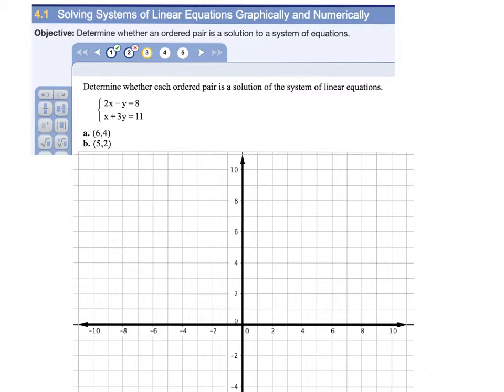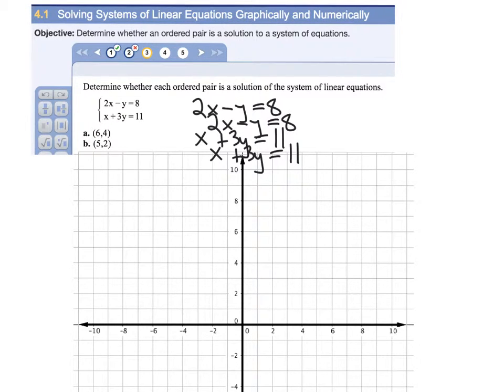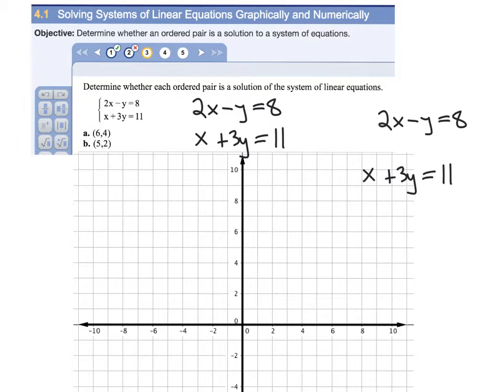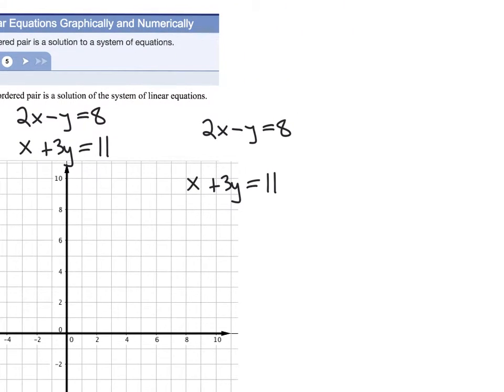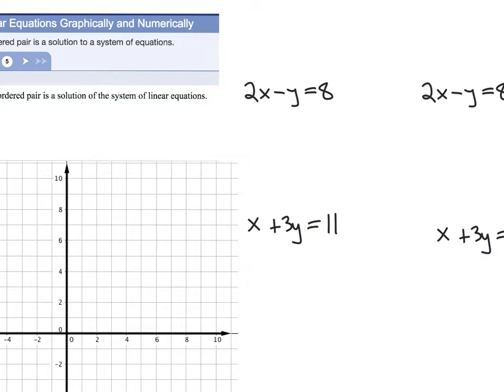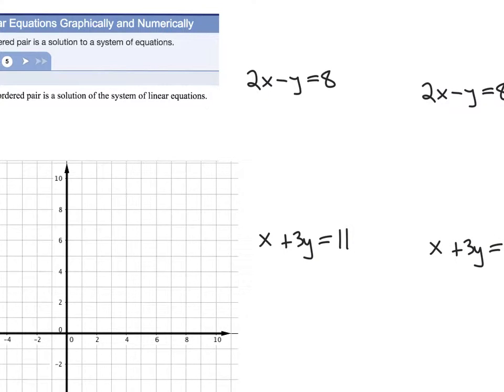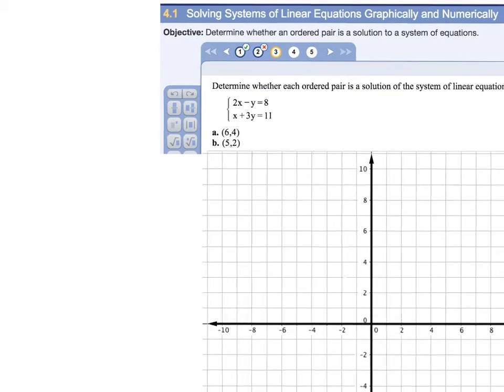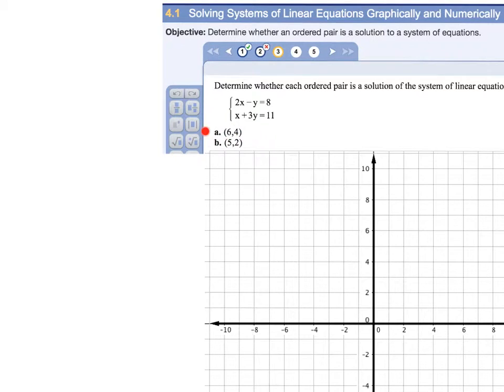All right, we've got more of the same. So we've got 2x minus y equals 8. And then our other line is x plus 3y equals 11. And we know that we're going to need those twice, so I'll just make 2 copies. And we're going to move over here, and we're going to need both of these. And we're going to need them twice because they want us to find out whether one or both, or neither, I suppose, of these points are a solution for that line.